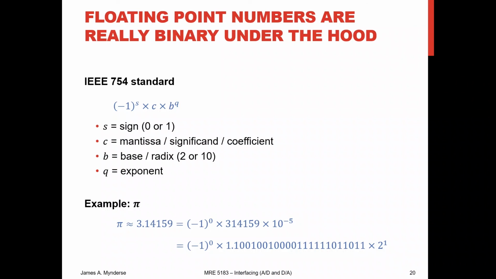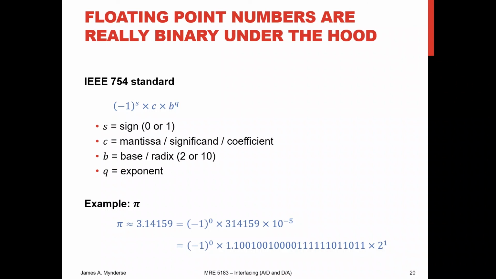So this says that we've got a -1 raised to the s times c times b raised to the q. This is how we represent a floating point number. So s is our sign. So it's either a 0 or 1 to say, is it going to be a negative number or a positive number? Not that different than what we were just talking about with our most significant bit being a sign bit. There is the c value, which is our coefficient, also called a mantissa or significand. We got a base, which is either going to be 2 or 10. And then we have an exponent.